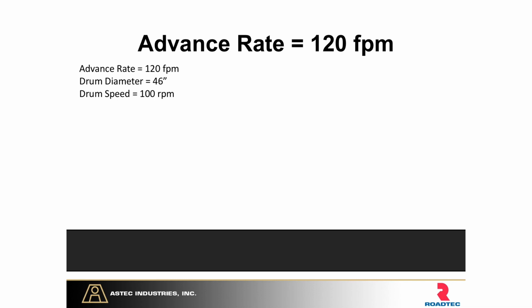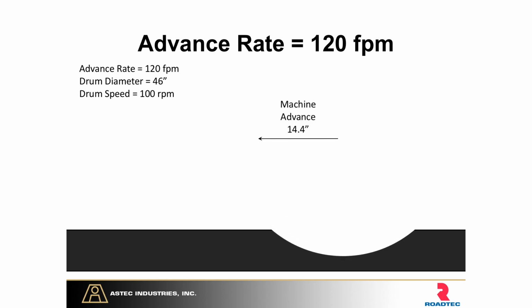Okay, now we'll step it up to 120 feet per minute, and you're going to see a big difference. 120 feet per minute is not super common. It's certainly achievable by a list of machines, but it's a little higher than what we typically see. But let's look at what impact it has on the surface.